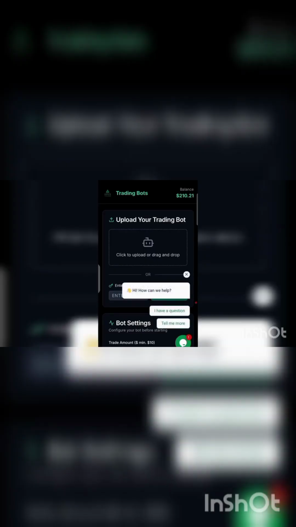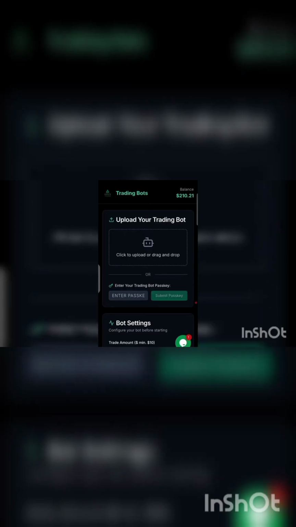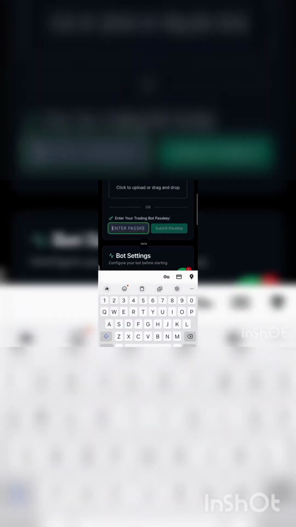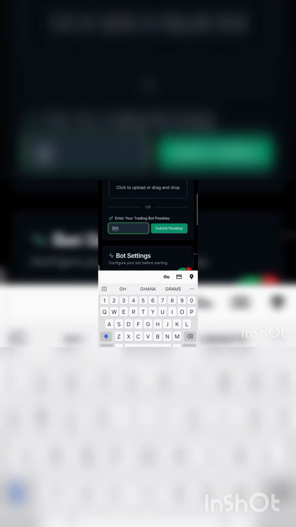The next thing for me to do is to come over to this particular trading bot, and I'm going to be entering this particular place where you see enter your trading bot key. For you to get it, you might have subscribed for this particular bot. This particular bot works perfectly. The minimum you can deposit here is 5 USD. That means you can even start with 5 USD once you have purchased the bot.